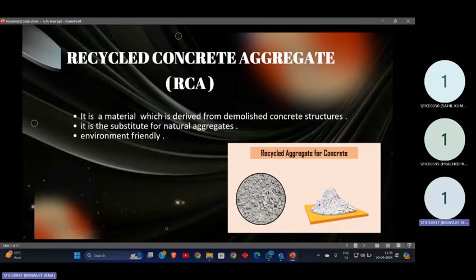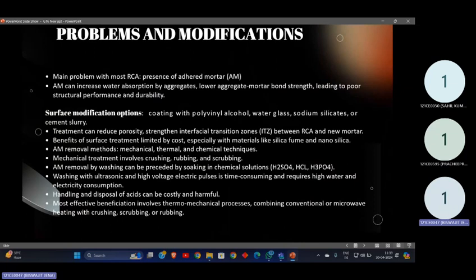Thank you, Prachi. We will now proceed with RCA, recycled concrete aggregate. This material is derived from the demolished concrete substitute. It is an eco-friendly material used as a substitute for natural aggregate. Here the main problem is the adhered mortar. It increases the water absorption by aggregates and lowers the aggregate-mortar bond strength, which leads to poor structural performance and durability. Here the solution is the surface modification.